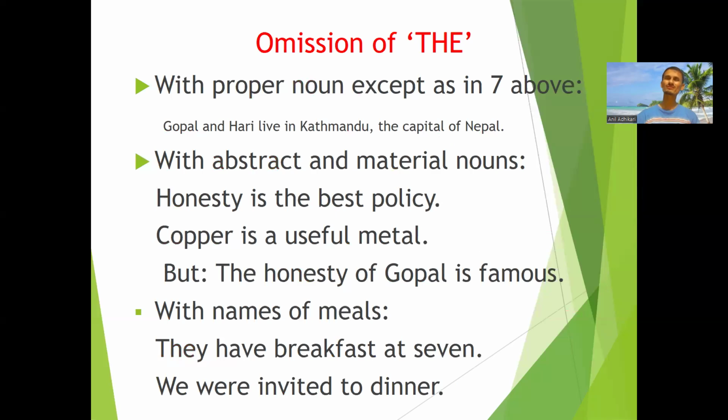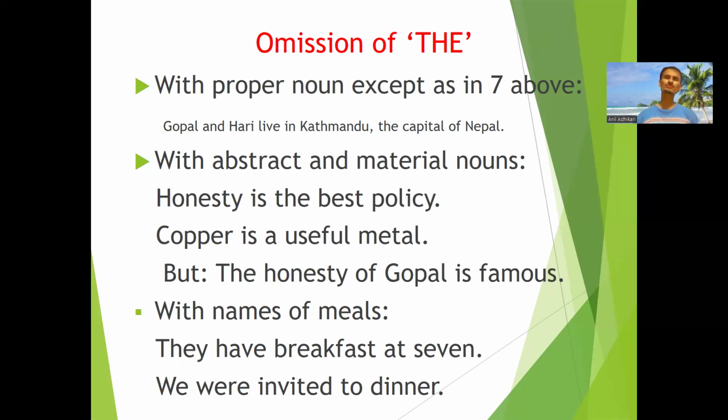Sometimes we don't use the everywhere. Some objects are there that you can see here with proper nouns, except as in number 7 above. Look at this: Gopal and Hari live in Kathmandu, the capital of Nepal. Basically, with proper nouns we don't use the article. Here we cannot use the before Kathmandu, before Hari, before Gopal, etc., because they are proper nouns.